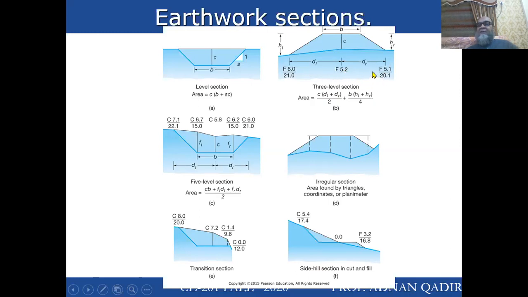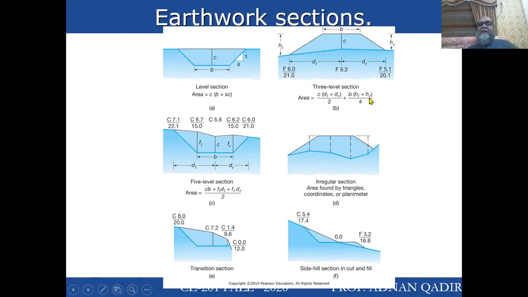And if you have an underline, then it means it is not the center, it is away from the center, obviously to the right, and this denotes the distance from the center line to the left. So this is a three level section.